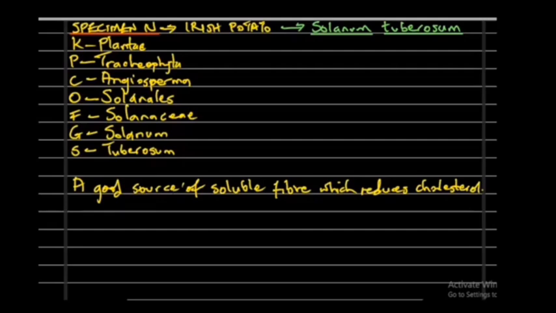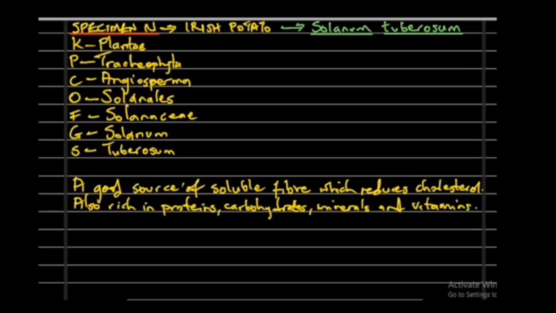It is also rich in protein, carbohydrates, minerals, and vitamins. You also have the types, the major types. We have the red and the white. These are the major types of the Irish potato that we have.